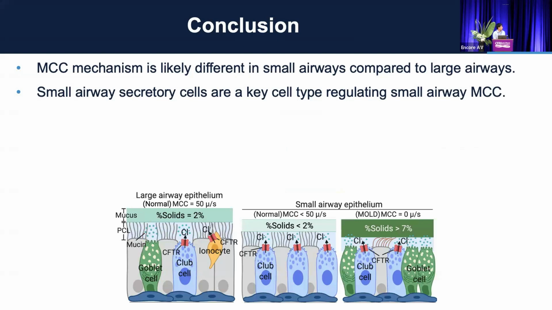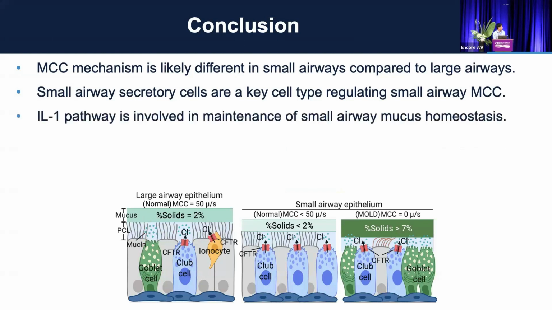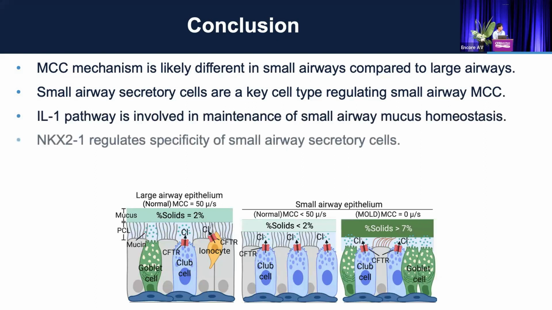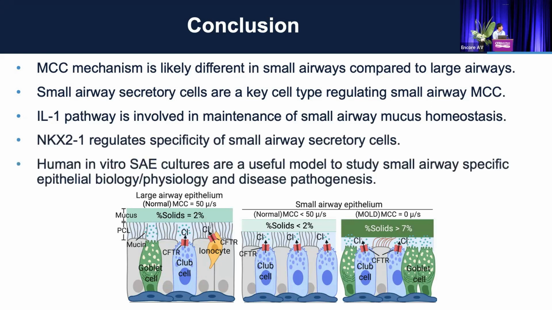Small airway secretory cells are the key cell type regulating small airway mucociliary clearance. The IL-1 pathway is at least partially involved in the maintenance of small airway mucus homeostasis. NKX2.1 regulates the specificity of small airway secretory cells. And the human in vitro small airway culture is a very useful model to study small airway specific epithelial biology, physiology, and muco-obstructive lung disease that affects small airways.